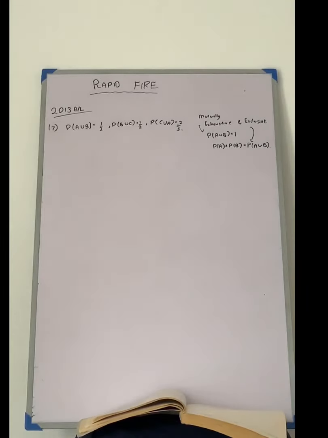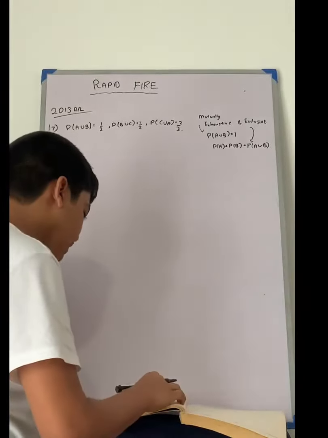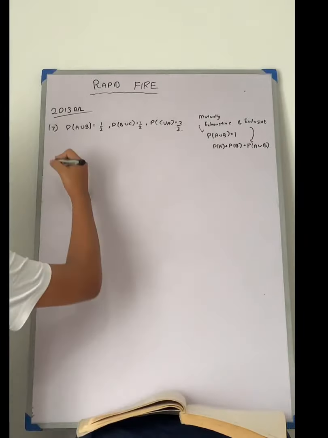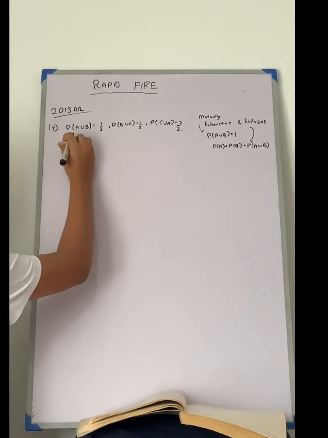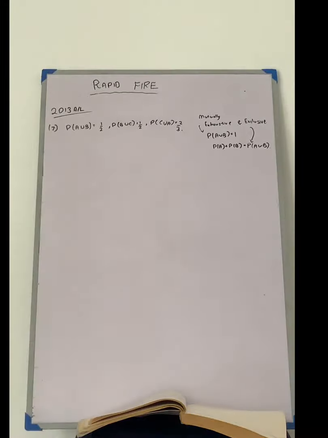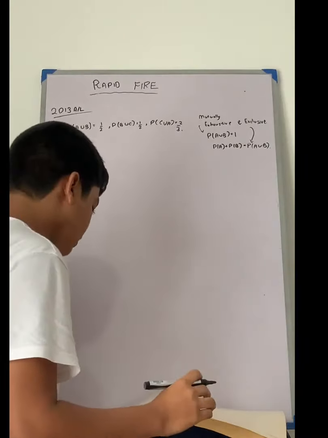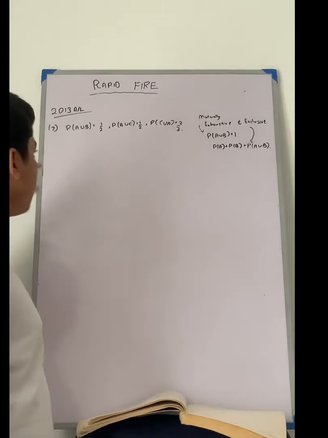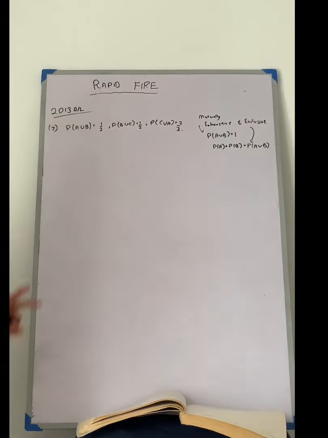So these are the data given for this question. So let's continue with the question. Alright. So this is the data we have. And okay, let's start. Give me a moment. Alright. So what they've asked us in this question is if it's possible to have these probabilities simultaneously.